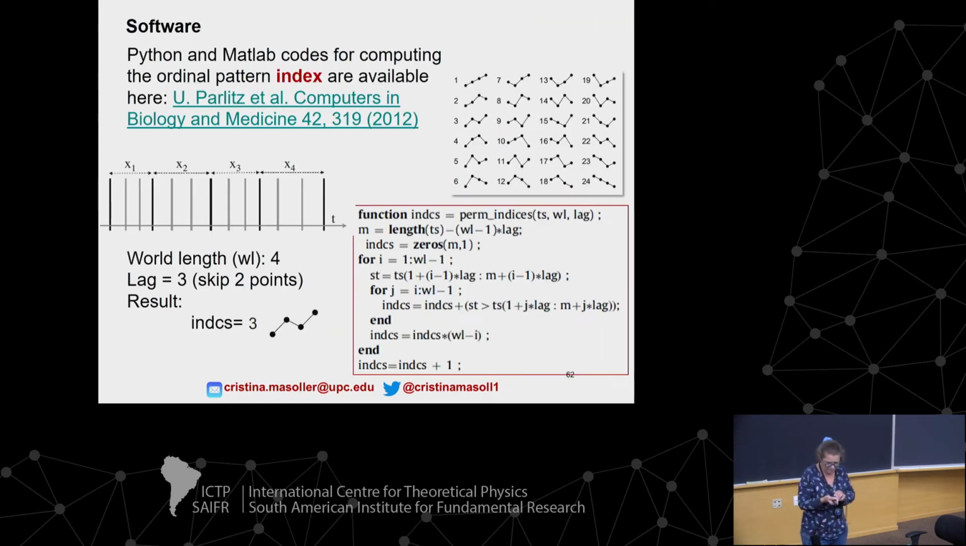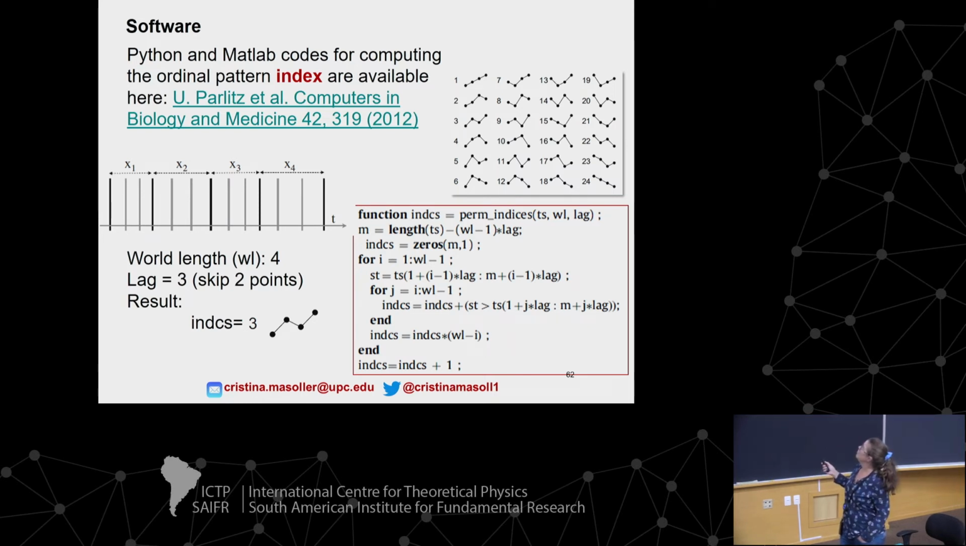Software. I recommend this paper. In the slides, if you press this link, it will take you to my webpage and you can download it because I think this paper is not open access. It has code in Python and also in MATLAB. I just put the code in MATLAB. It's this one. And I want to explain what the parameters are.